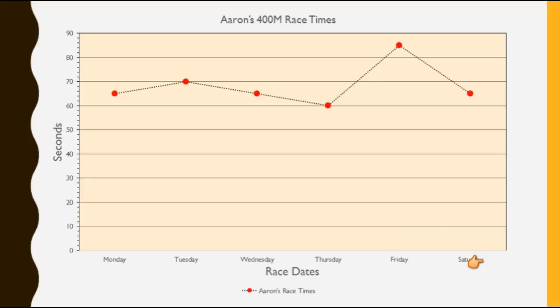Okay, so what we did was we plotted on here. Monday, he scored a 65. So he ran that in 1 minute and 5 seconds, basically. On Tuesday, he was a little bit slower. He ran it in 70 seconds. So then you can just see, we just plotted it and connected the lines to see if there's a pattern.